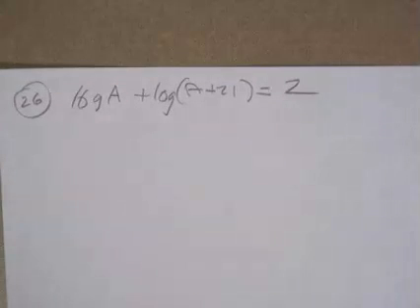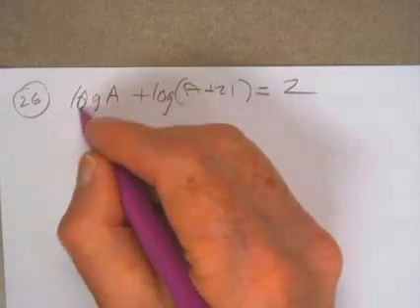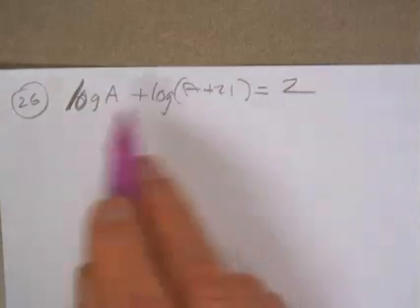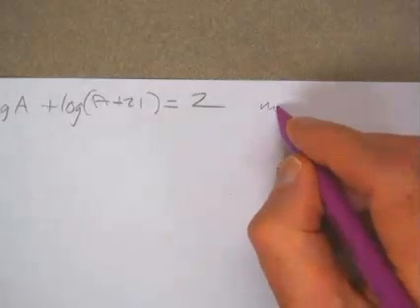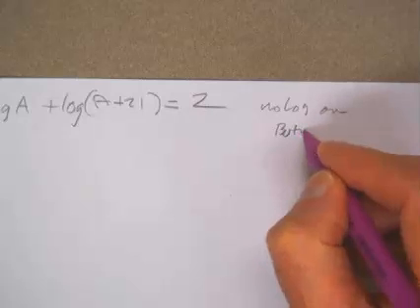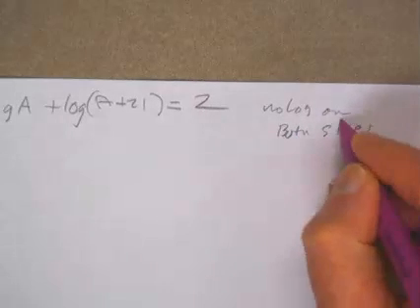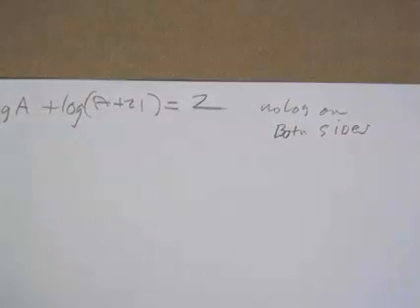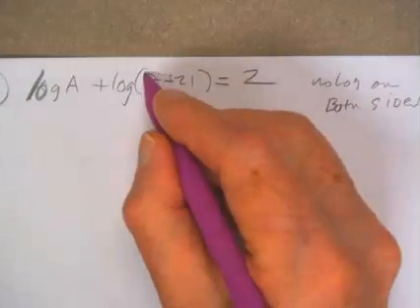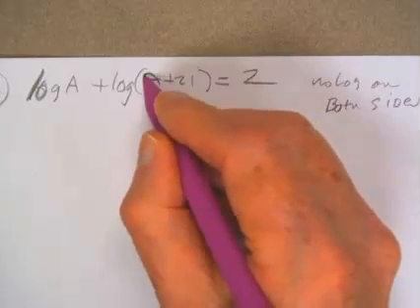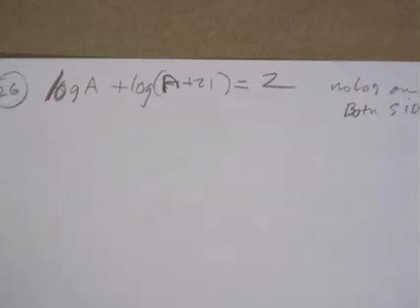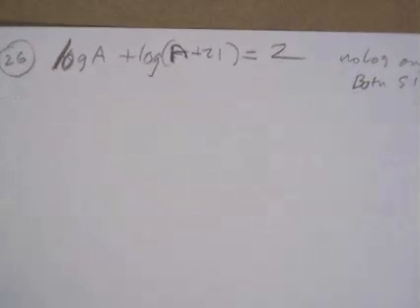Okay, now we sort of journey into a different era right here. And notice I've got a log, but there's not a log on both sides. No log on both sides. So when there's not a log on both sides, we've got a shift. We've got to do a shift, and the shift we're going to do is toward exponential form.